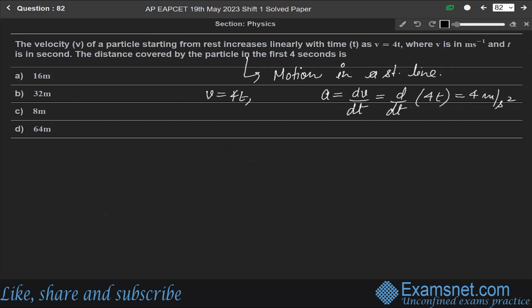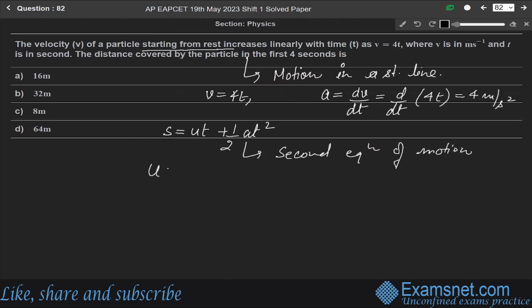So using s equals ut plus half at square, the second equation of motion. Here, the particle starts from rest, which means the initial velocity u is equal to 0. Acceleration a comes out to be 4 meter per second square, and t is given as 4 seconds.